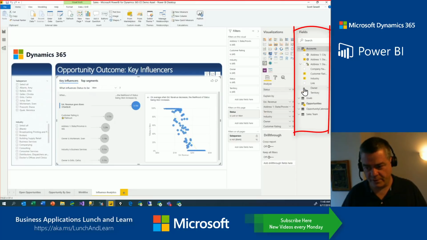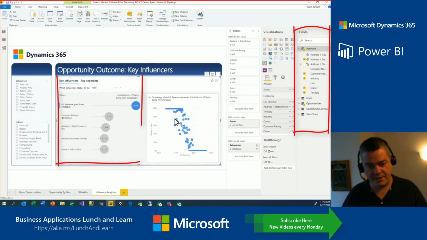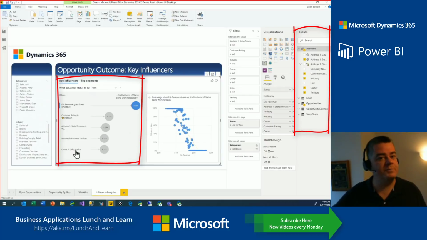All I have to do is click on owner, that drops it in, and suddenly it recalculates, and I find out that when Carlos is the owner, that's a significant factor in whether or not the opportunity wins. If he's the owner of the account that the opportunity is associated with, maybe he's just building a better relationship with those accounts. Again, it's drilling and being interactive with the data and understanding it.